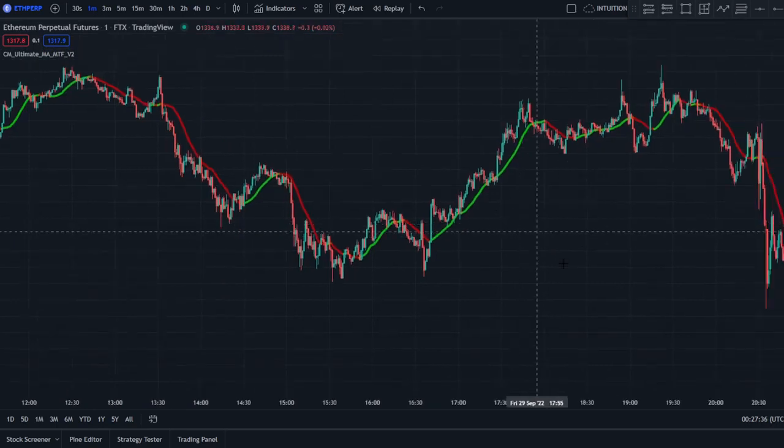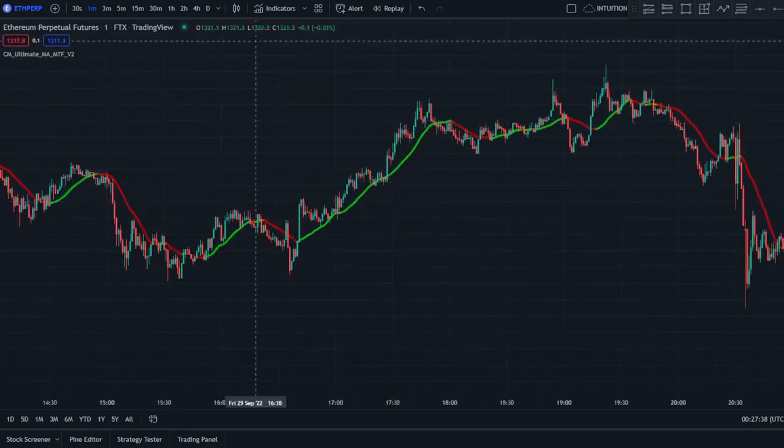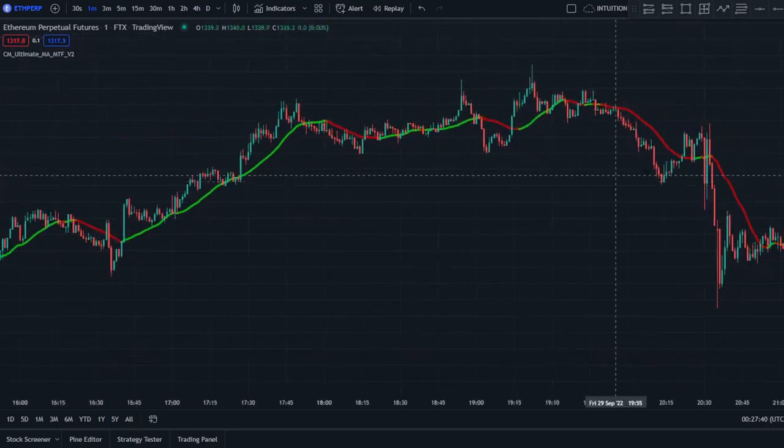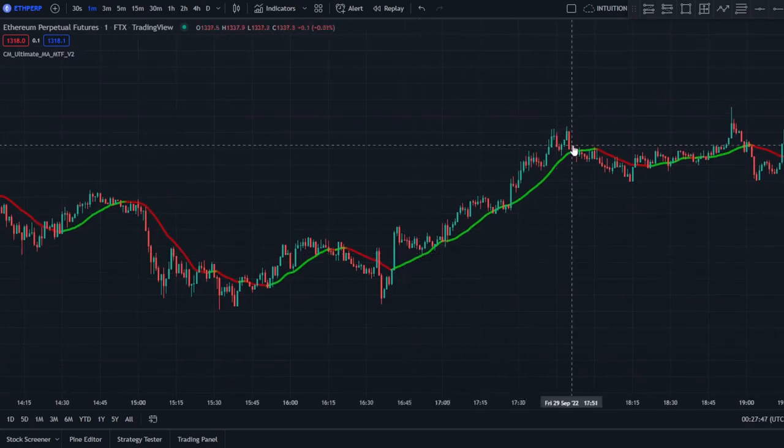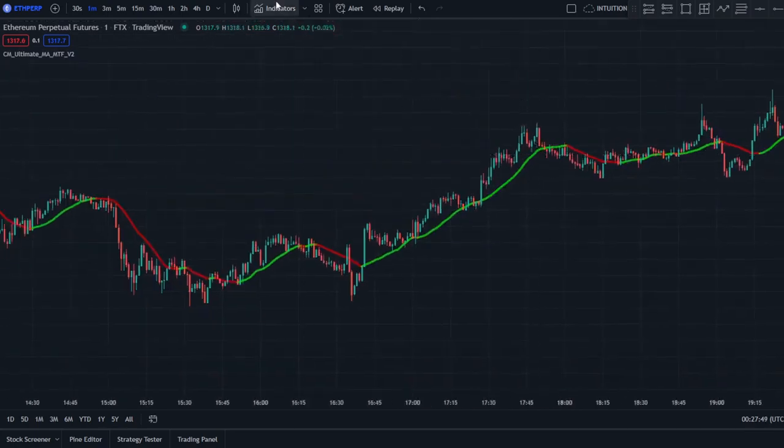You can see that we have this sort of trend following thing. It's similar to the EMA, but you can see that it helps you to tell when things are in an uptrend or in a downtrend. So when it's green, clearly we're in an uptrend, red we're clearly in a downtrend.